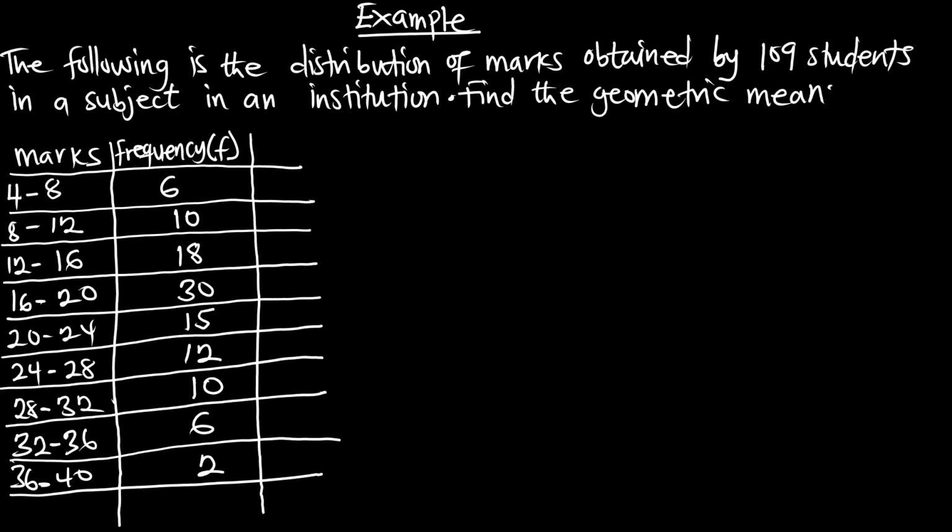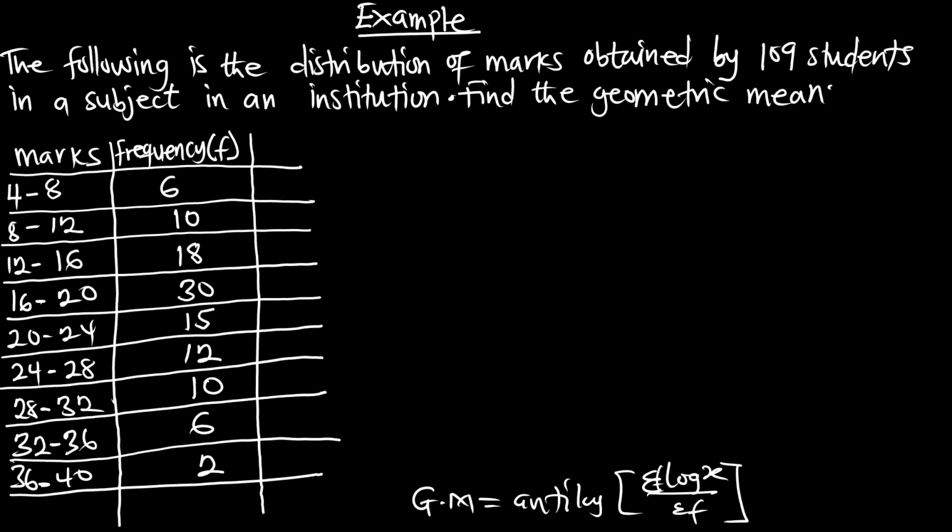GM is giving us antilog of summation of f log x on summation of f, this way. So this will help us to find our parameters to add to the table. Are we okay? So straight away we have our f, we will need x, we will need log x before we find f log x.